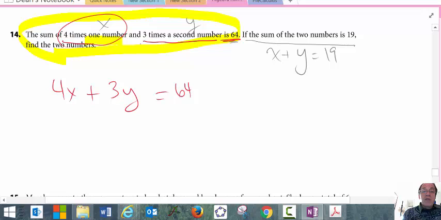Okay, now I've got the two equations written down for you. You just have to solve the system. I would recommend that you take that and multiply it by 3 and subtract the two equations, and you'll already be there.